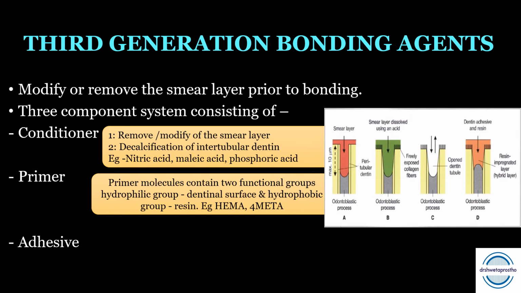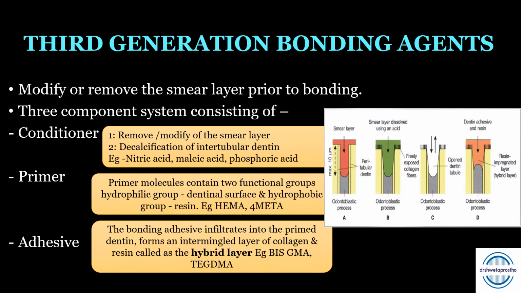Primer: the primer molecule contained two functional groups, hydrophilic and hydrophobic. Hydrophilic has affinity for the dentinal surface, and hydrophobic bonds with the resin. For example, HEMA and 4-META. Third was the adhesive. The adhesive infiltrates into the demineralized or the primed dentin. It will copolymerize with the primer to form an intermingled layer of collagen and resin, which was called the hybrid layer or the resin reinforced zone. Though this layer was introduced here, the concept and the research were done after the third generation bonding agents. Examples of the adhesive were bis-GMA, TEGDMA.